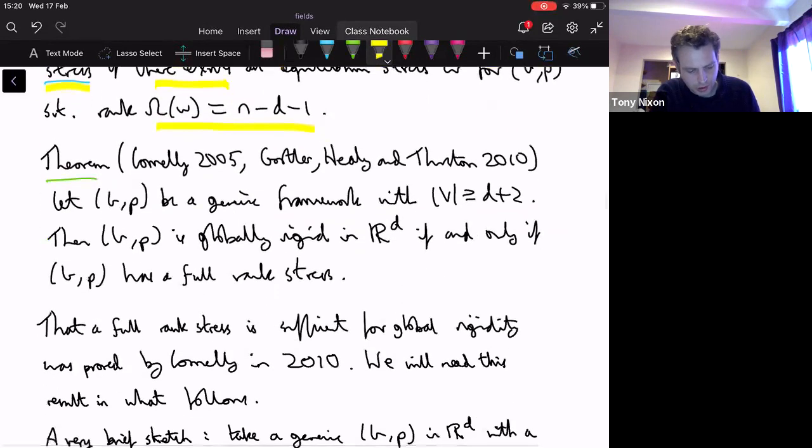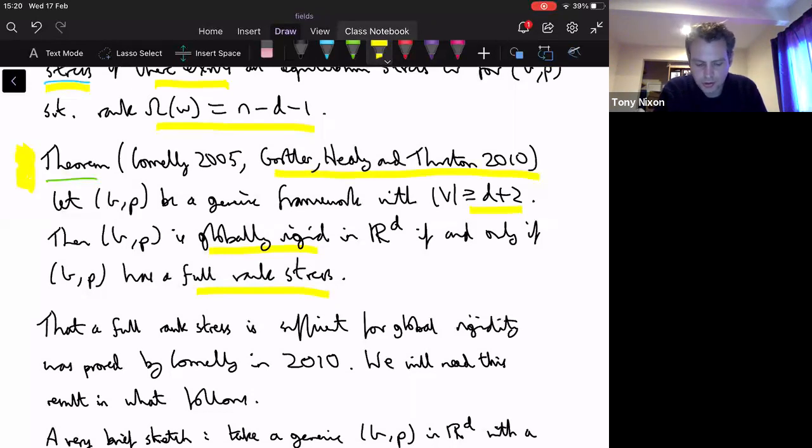Okay, so here's a really difficult theorem to prove. I mean, the statement is not hard to understand, but the proof is really complicated. So I take a generic framework on at least d plus 2 vertices. Then the generic framework is globally rigid if and only if it has a full rank stress. So the direction that says if you're globally rigid, then you have a full rank stress, that's the hard direction. And that I'm not going to say much at all about. That's due to Gortler, Healy, and Thurston. The other direction, if you have a full rank stress, then you're globally rigid, is due to Connelly.